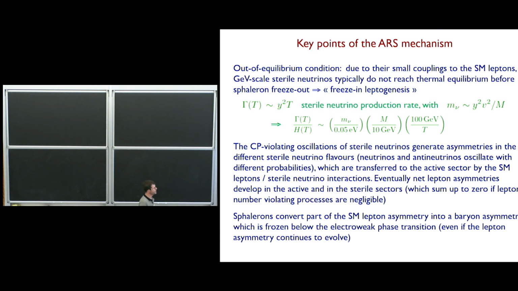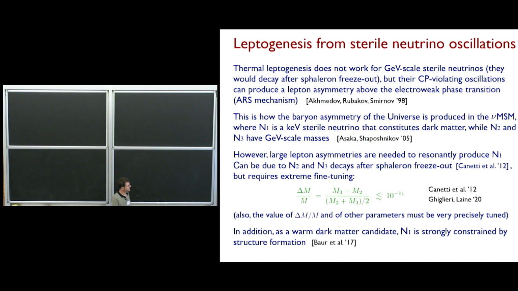And in the end, since you have also washout processes that violate lepton number, I forgot to say that at this point, you have not created a net total lepton asymmetry. You have created asymmetries in the different lepton flavors. But due to these washout processes that violate lepton number, you create a total lepton number asymmetry. And then again, the sphalerons are going to convert this lepton asymmetry into a baryon asymmetry. In the interest of time, I skip the technical details.